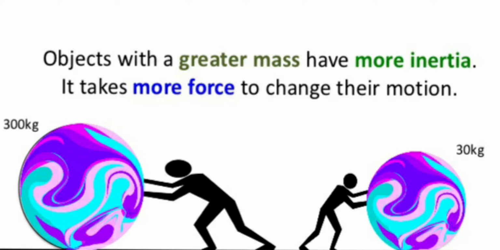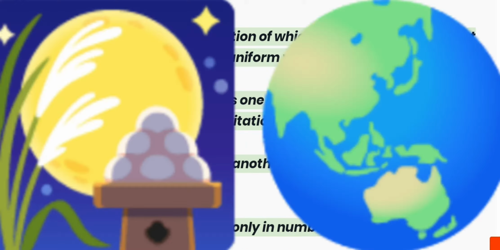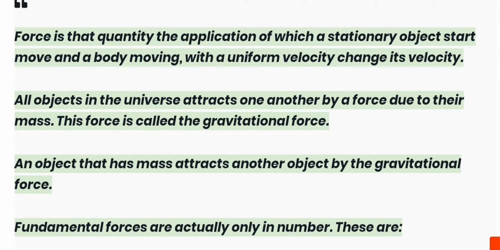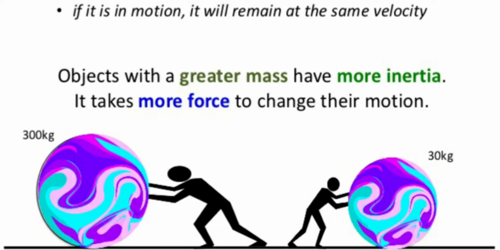Force is that quantity, the application of which makes a stationary object start to move and a body moving with a uniform velocity change its velocity. All objects in the universe attract one another by a force due to their mass. This force is called gravitational force. So an object that has mass attracts another object by the gravitational force.